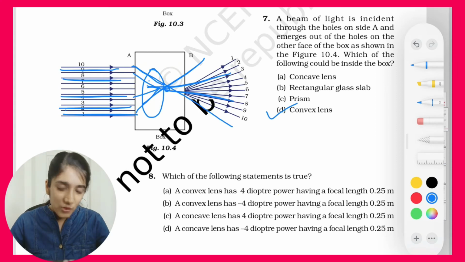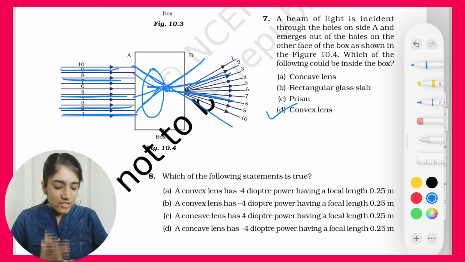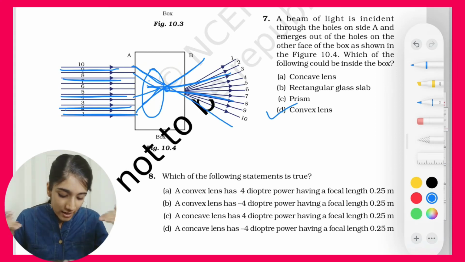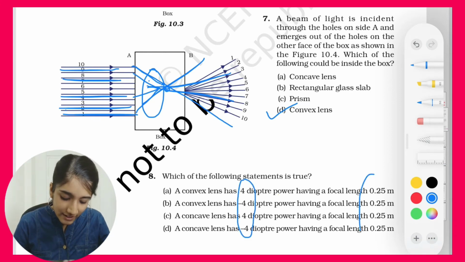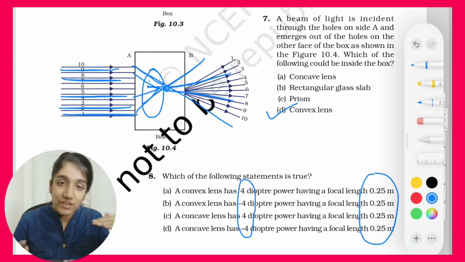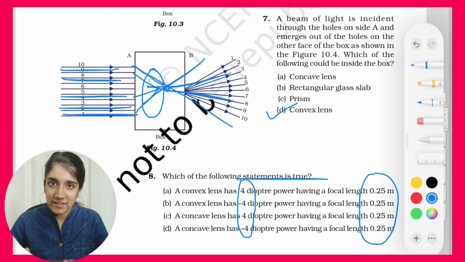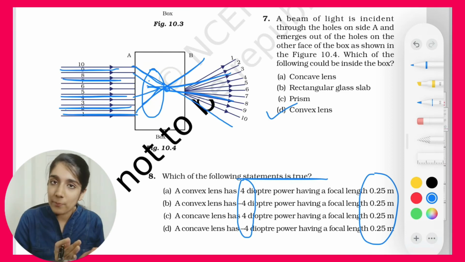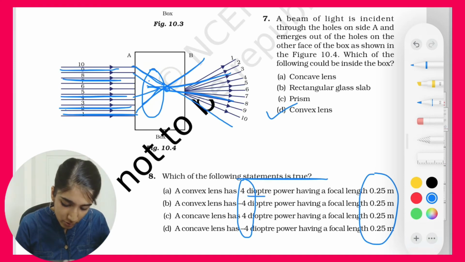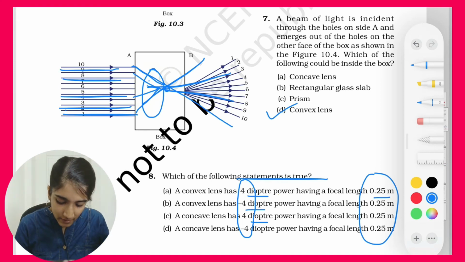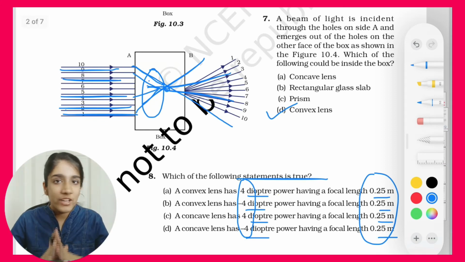Now let's move forward with the 8th question. The 8th question is a very tricky one because all of the values are the same here and they are telling us to determine which one of them is true. So we have to go stepwise here. What is step 1? You have to check whether the power is in diopter and the focal length is in meters. The SI units should be matching. Here, if you check all of the cases, all of them have the correct units, so we can consider all of them.